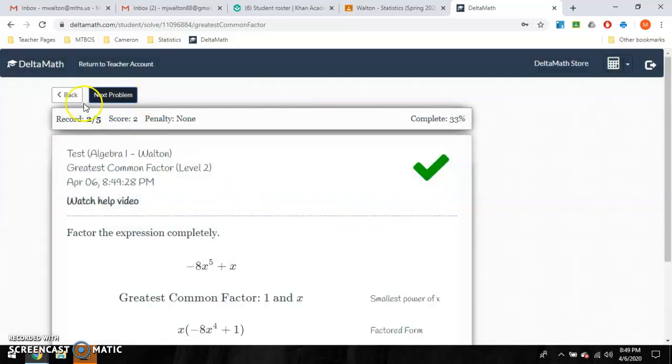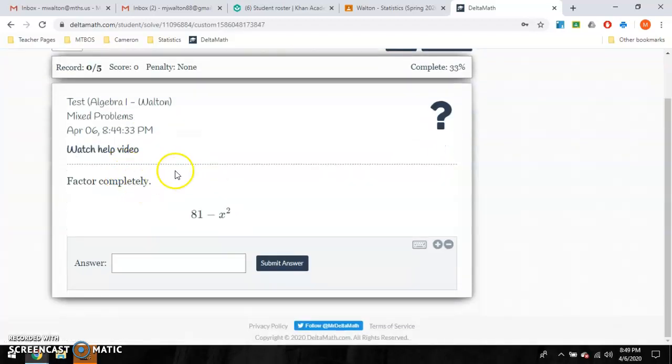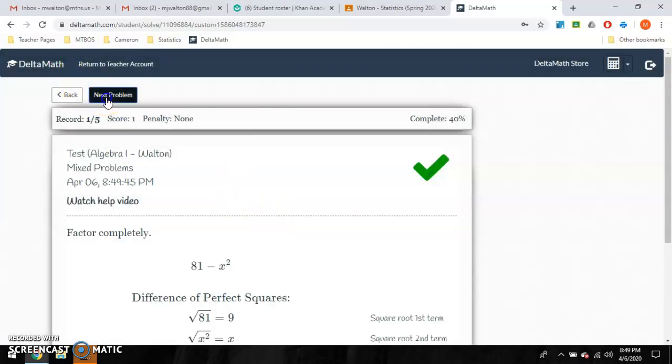All right. So once you are done with those two practices, you will have a mixed problem. And this could be several different types. For example, this one I have 9 plus x, 9 minus x. I have a difference of 2 squares in there. Awesome.